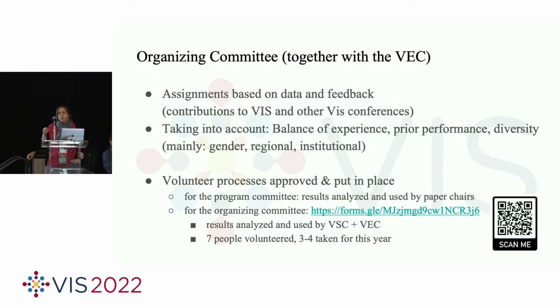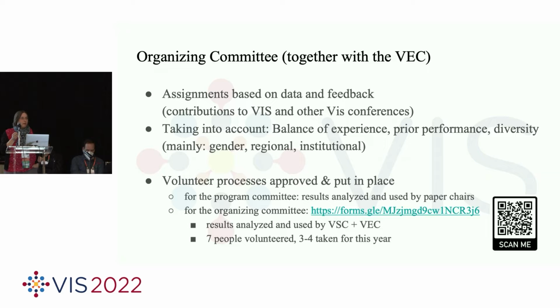But what is new this year, is something we talked about, is a volunteering process. So now you can volunteer for the program committee, and you can volunteer for the organizing committee. The volunteering for the program committee is what the paper chairs are in charge of. If you want to volunteer for the organizing committee, there's a QR code here you can scan, and there's a form you will see, and you can volunteer. And we cannot take everybody who volunteers, but we do look at the list, and where there's a good fit, we will add people. And we did so this year already.